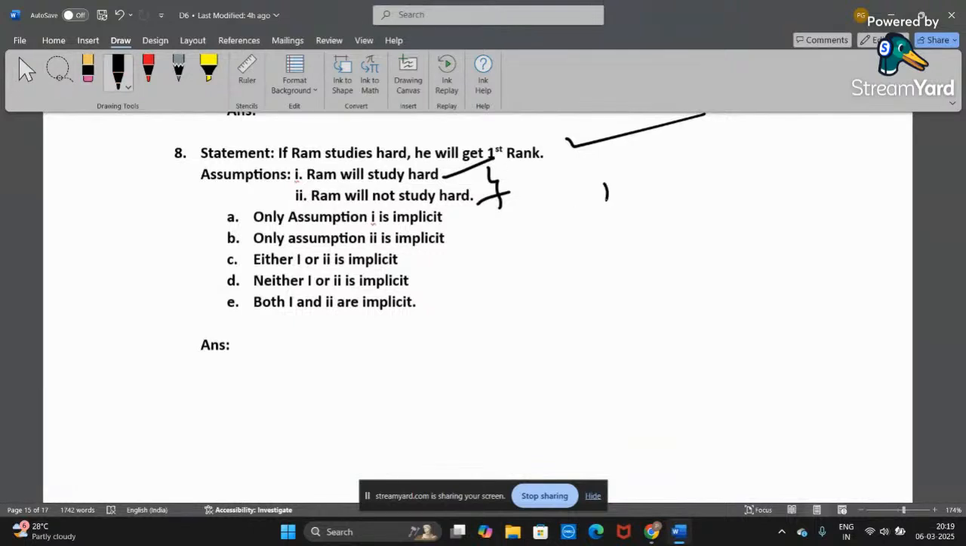If two options are wrong, then we need to select neither one nor two. But in this, it is not the case. I'm telling you generally, if two options are wrong, then we need to select the option neither. Okay.